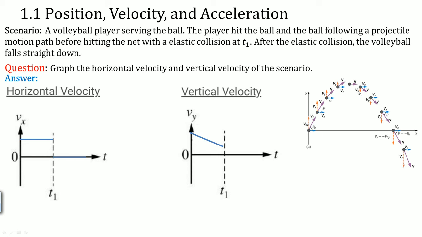As it falls straight down, look at the orange vector velocity. It is increasing in size, pointing down. That's why the second part, it is going down negatively, and it is also linear as well. This would be the horizontal velocity and the vertical velocity of the volleyball.